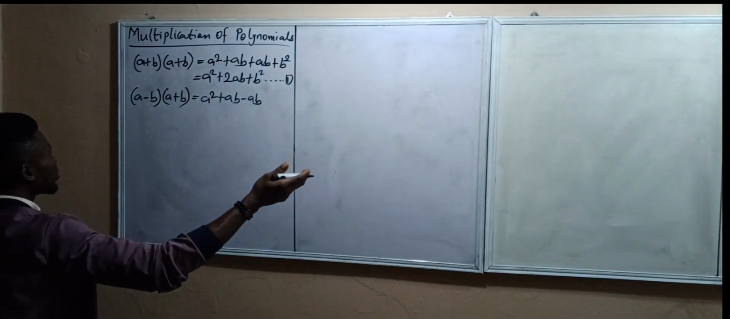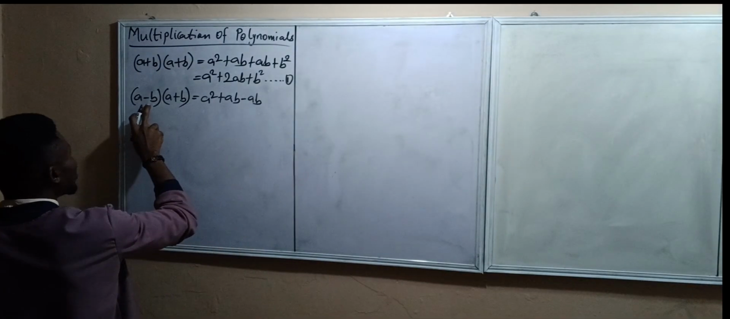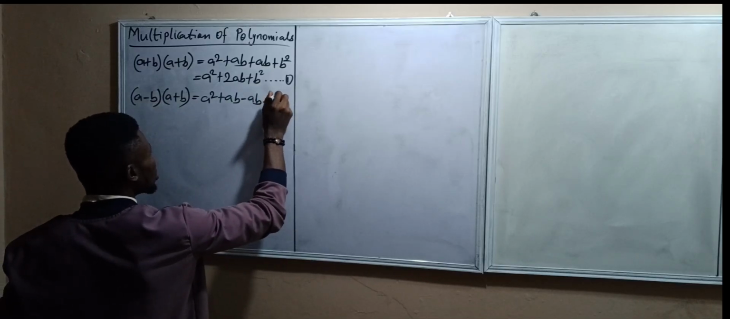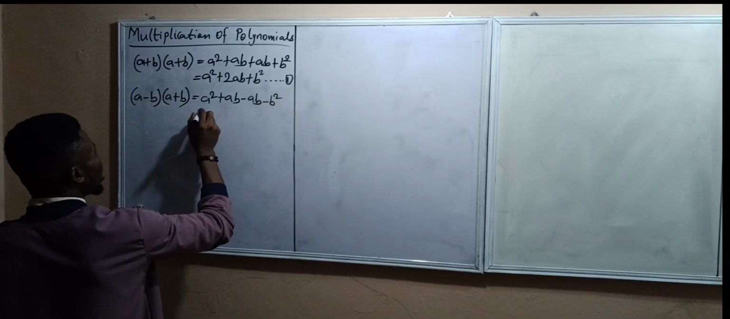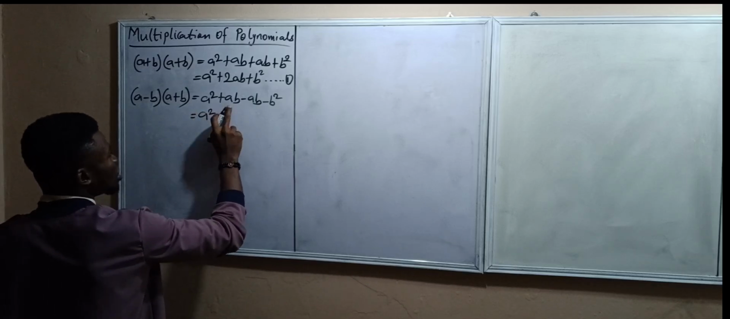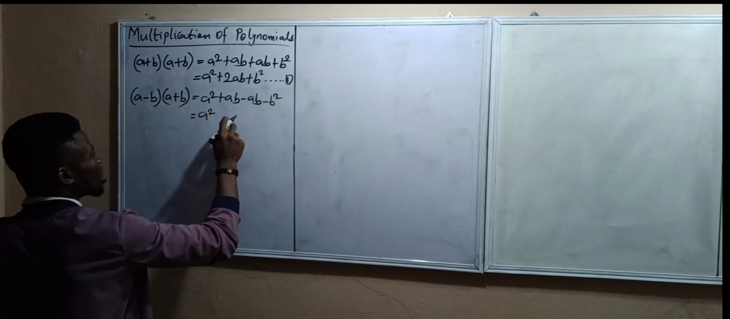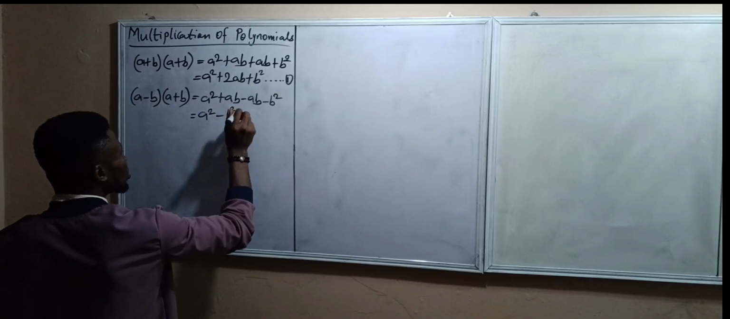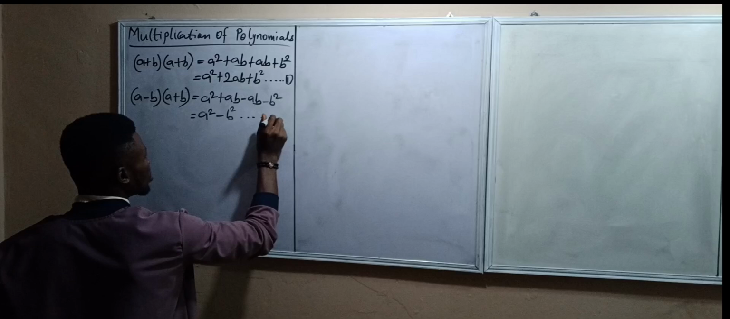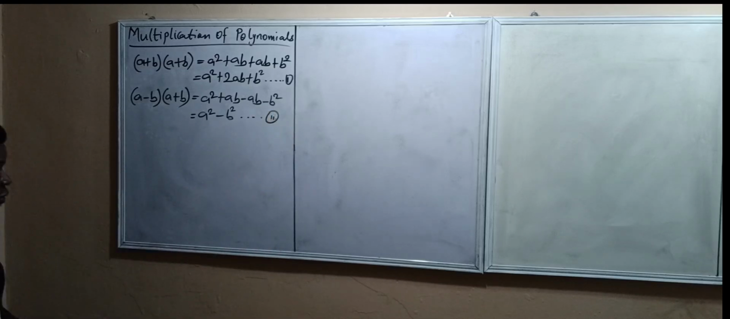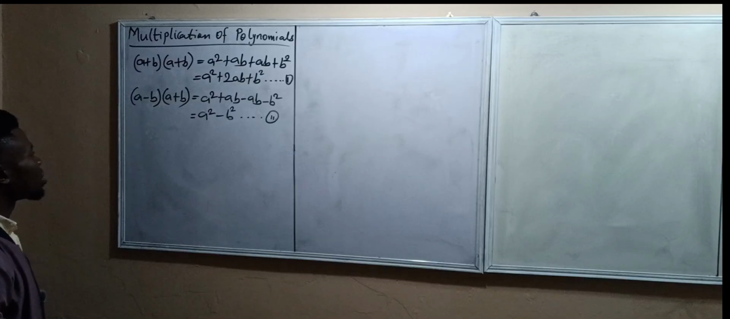I think I've done it before here. Now that same minus b times plus b is minus b squared. So we have, this is equal to a squared plus ab minus ab. That one is gone. So I'm left with minus b squared. Now you note this one too. So of course you know what this one is. That one we call difference of two squares.